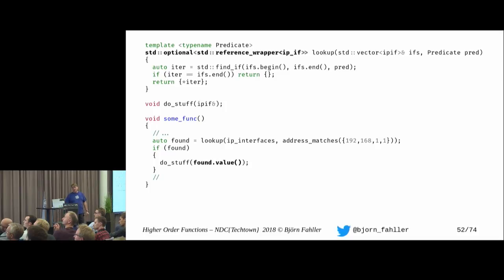So its use is typically something like this. I get my variable found from the lookup, and I say, if it is found, do stuff with .value of it. And this is quite useful. The cost of this is that the std::optional contains a Boolean member variable, so you get that extremely small overhead.